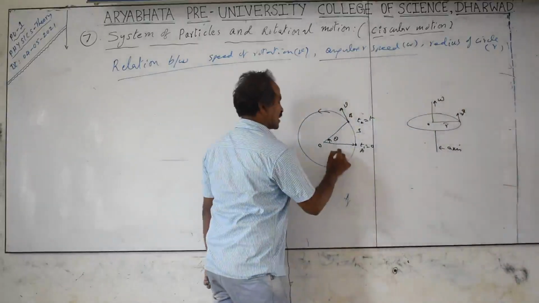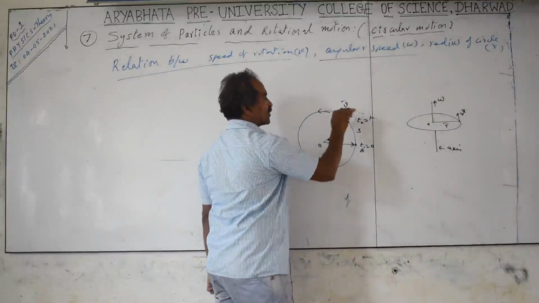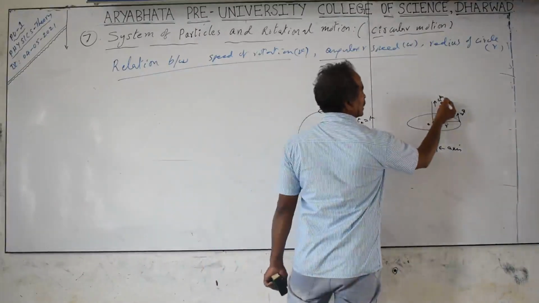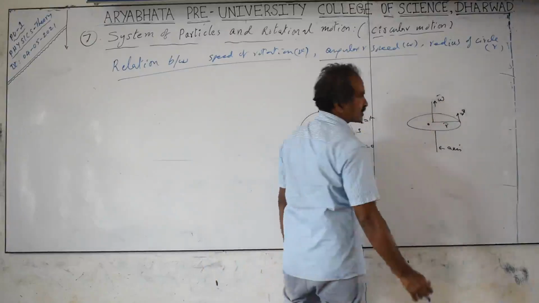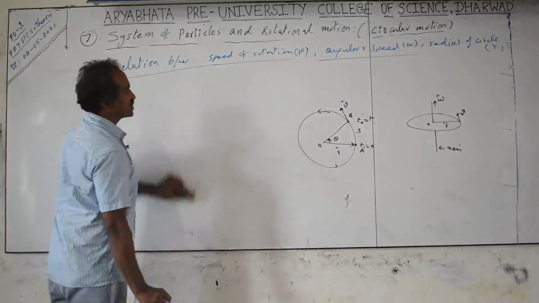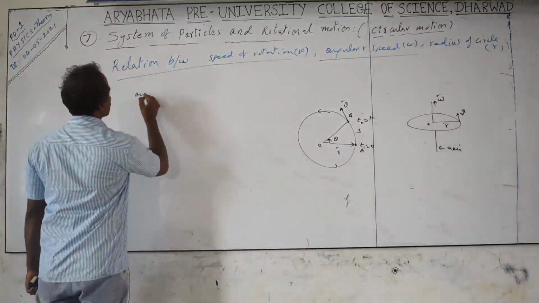Radius of circle is r, a vector directed away from the center. Velocity is a vector along the tangent. Magnitude of that velocity is the speed we are taking. Angular velocity is also a vector directed along the axis of rotation, but we are considering here only the magnitude. At the end we discuss the vector relationship. What is the relation between theta and S and r? S is the arc length, theta is the angular displacement.